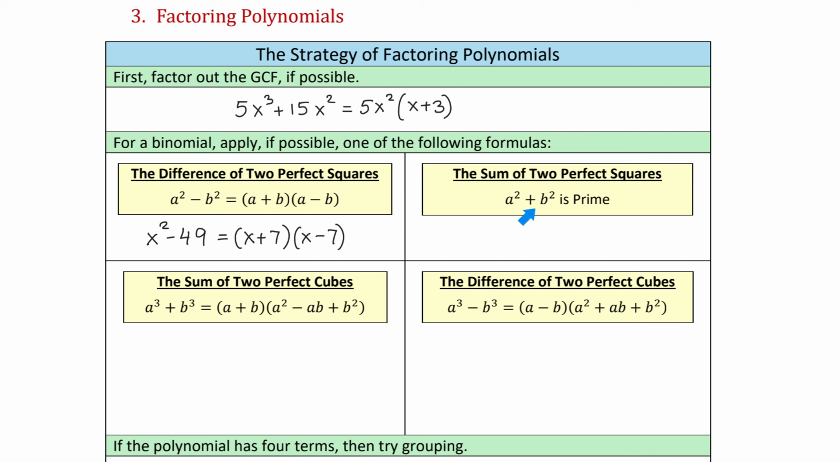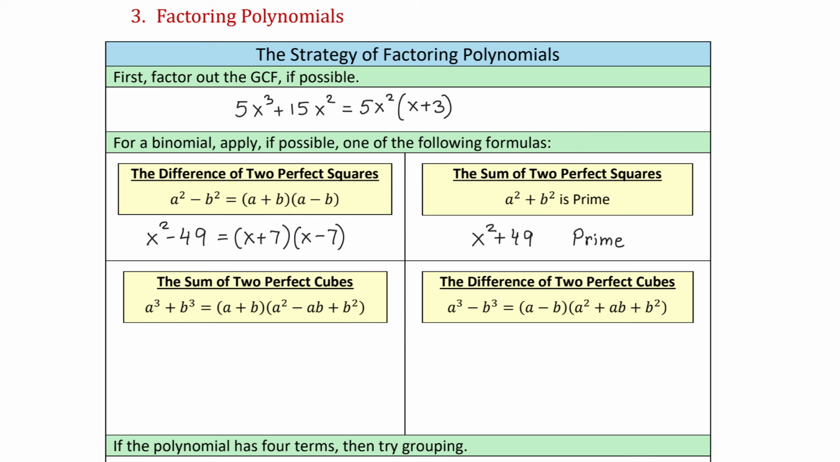However, if you have a sum of two perfect squares, then such a binomial cannot be factored, and we say that it is prime. So x squared plus 49 cannot be factored, and this polynomial is prime. If a binomial is a sum of two perfect cubes, a cubed plus b cubed, then we can factor it as a plus b times a squared minus ab plus b squared.